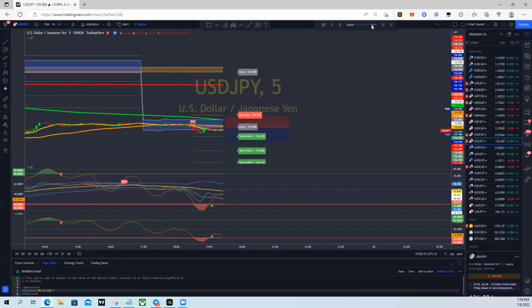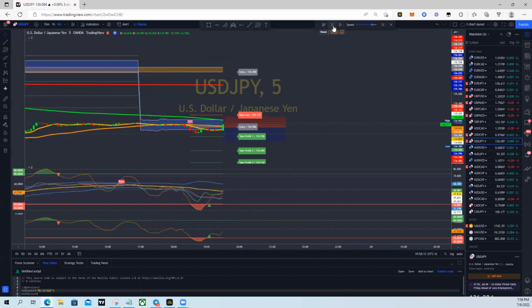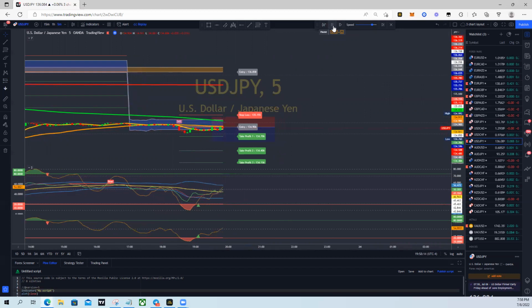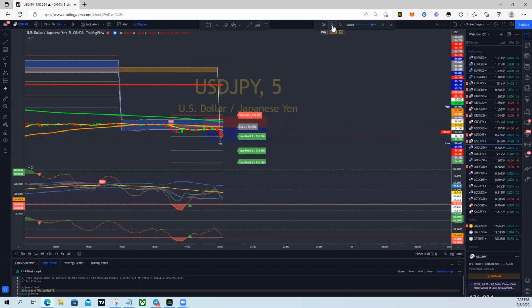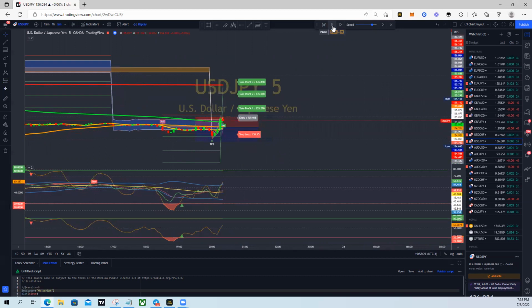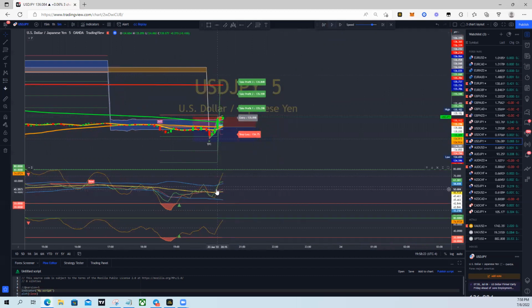Now let's see what happens. There we go. Take profit of 30 pips hit. Now we have a buy. If I was to take this buy, let's put this take profit at 30 pips. I'll take this buy.